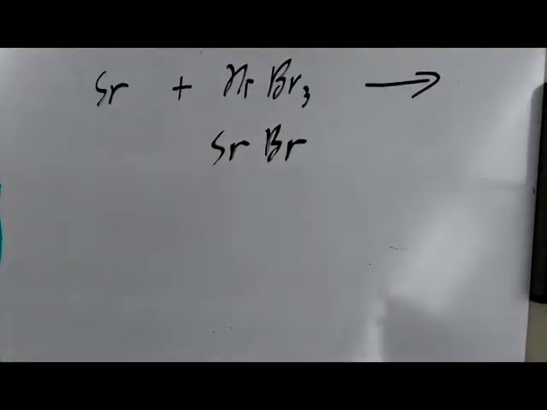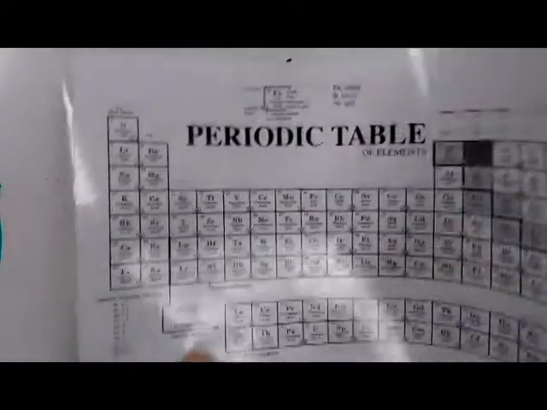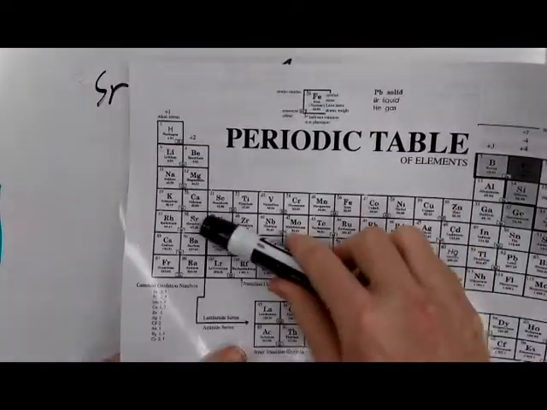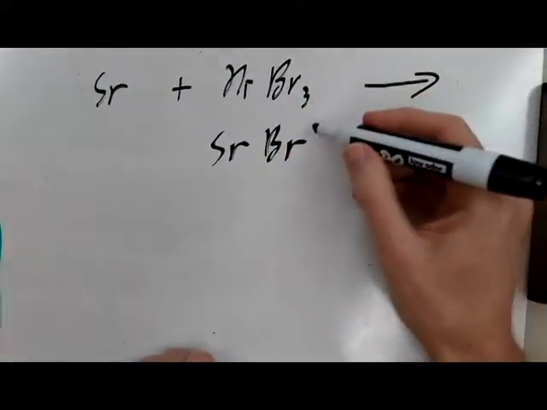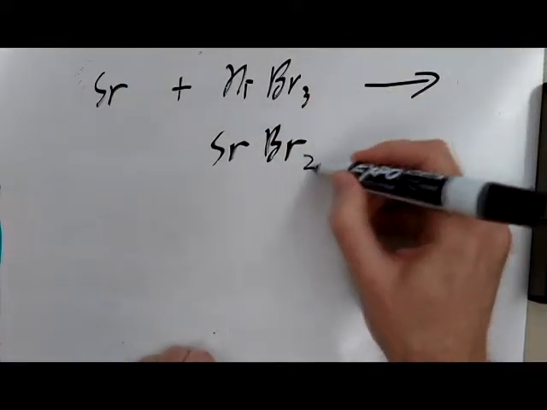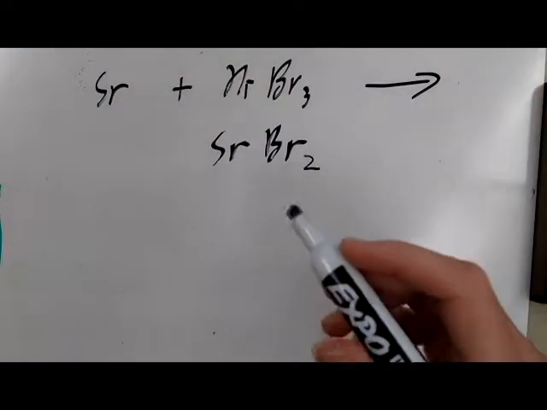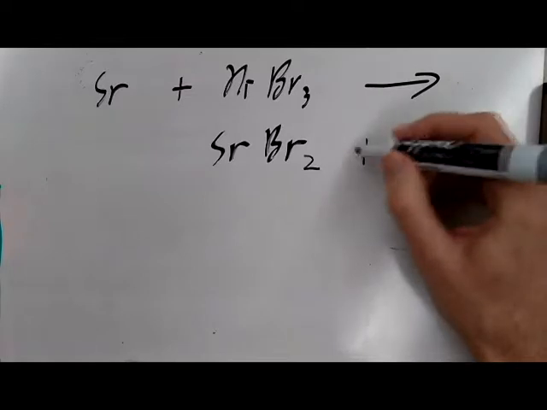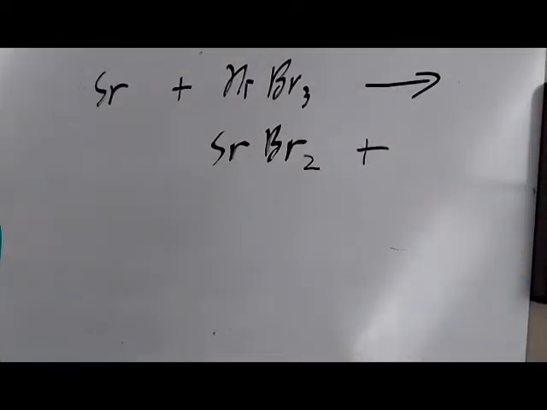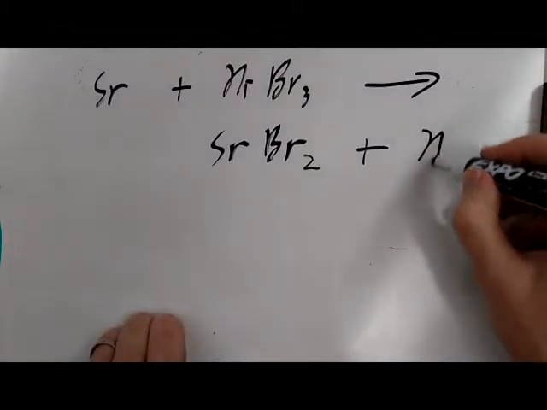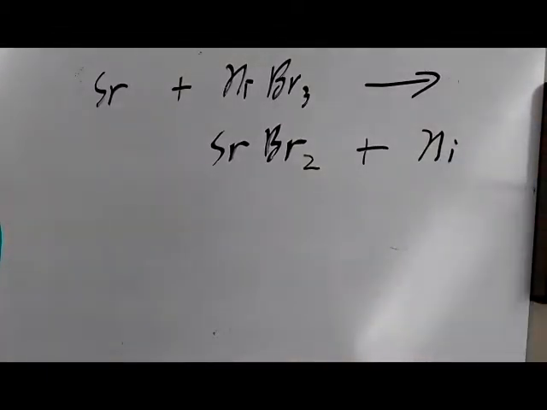And now we have to look and see what the charges were on it. So strontium, we know, is in our alkaline earth metals group here. There's strontium, so it has a +2 charge, and bromine has a -1 charge, so we need 2 bromines to work out with that strontium there. And then left over, we have our lonely nickel that got knocked out of this compound. It doesn't get to be with another element anymore, but it'll be happy over by itself here. It'll drop out of the compound.